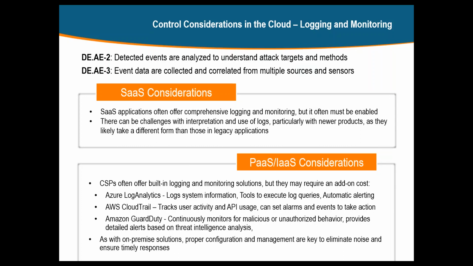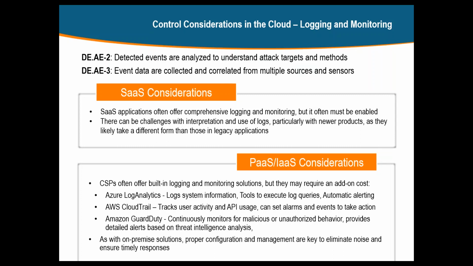Depending on the product, this can be either very easy, where they integrate with common log management solutions, or it can be difficult if the provider provides logs in a proprietary format where you can only view them through their web interface. Cloud service providers that offer PaaS and IaaS products often offer built-in logging and monitoring solutions that they may add an additional cost to your solution. Azure offers its Log Analytics platform, and AWS offers CloudTrail, and both provide tools to track and monitor user activity and API usage, and set alarms and take specific actions when events occur.